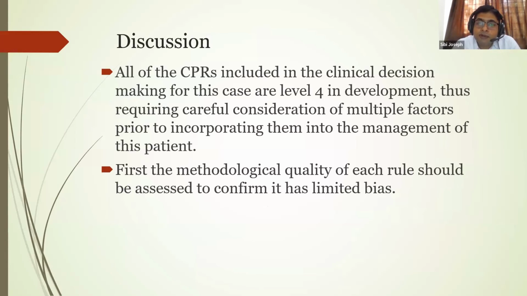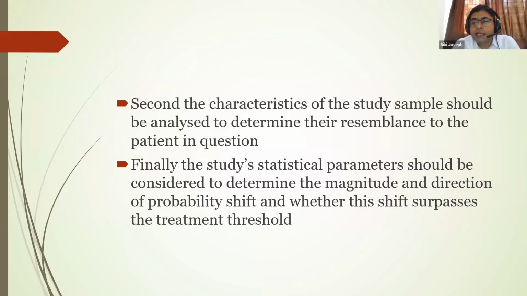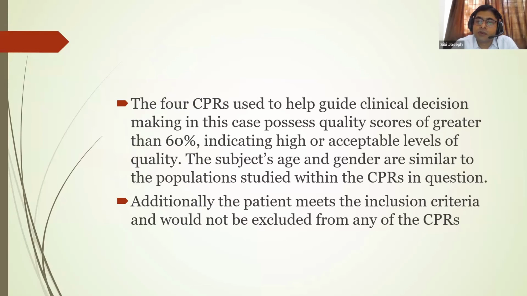You need to be very careful and use clinical reasoning skills when you implement these CPRs into your clinical practice. First, the methodological quality of each rule should be assessed to confirm it has limited bias. Second, the characteristics of the study sample should be analyzed to determine their resemblance to the patient in question. So the CPRs need to be applied to your particular patient population. That is also very important. Finally, the study statistical parameters should be considered to determine the magnitude and direction of probability shift and whether this shift surpasses the treatment threshold.